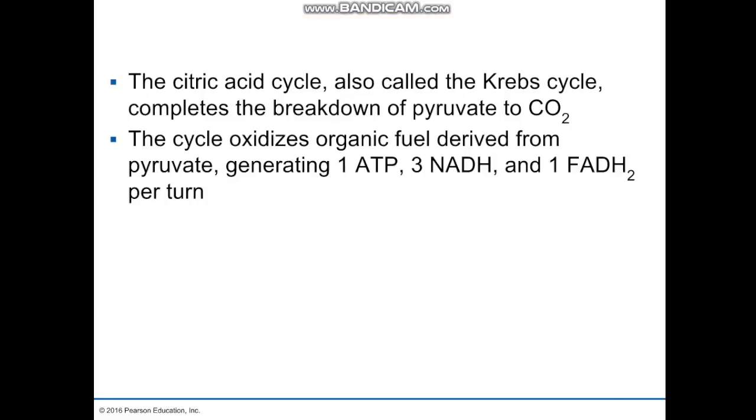The past slide was called the citric acid cycle, which is also called the Krebs cycle, and it's a complete breakdown of pyruvate to CO2. This cycle oxidizes organic fuel derived from pyruvate, and it generates 1 ATP, 3 NADH, and 1 FADH2 per turn, which is 6 NADH, 2 FADH2, and the equivalent of 2 ATP as the total yield.